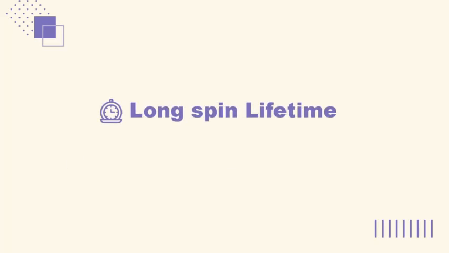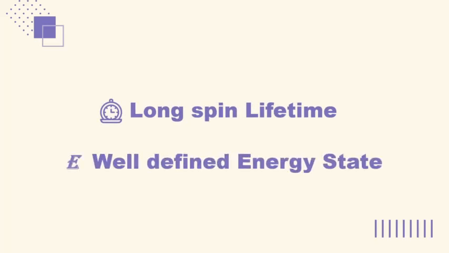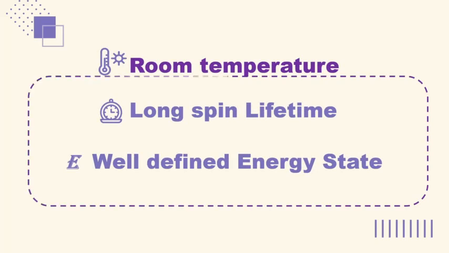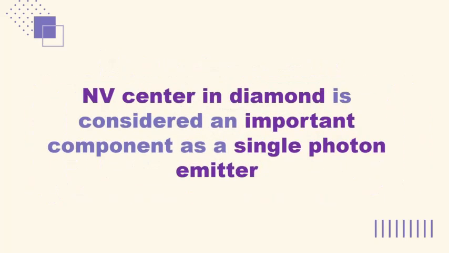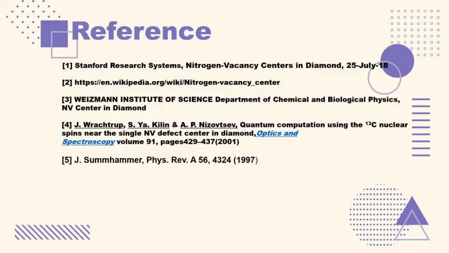As well as the NV center having a property of photoluminescence by the energy state, the electrons of the dangling bond at the NV site hybridize to produce long spin lifetimes and well-defined energy states, even at room temperature. So the NV center is considered an important component as a single photon emitter. This is the reference.